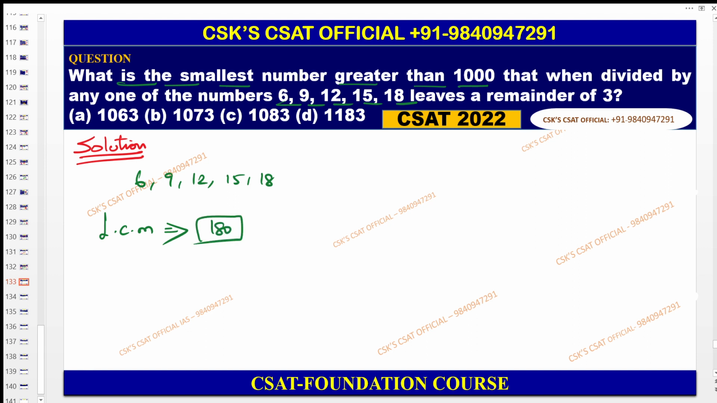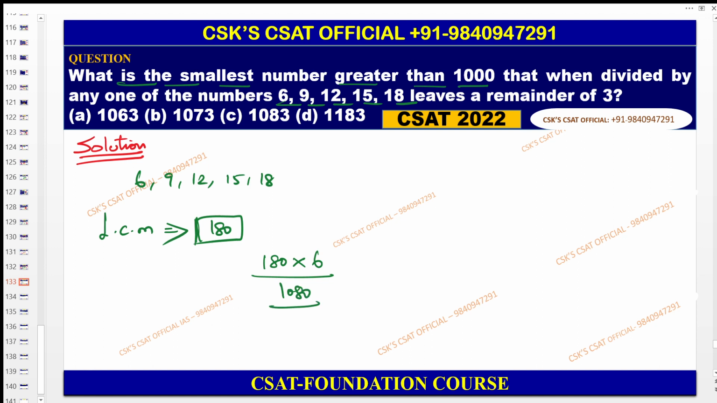Okay. Now, whichever is the least table of 180 that is immediately next to 1000, that is exactly divisible by 180. So with which number can we multiply 180 here? 6 times we will multiply. If you multiply with 6, then you will get 1080.